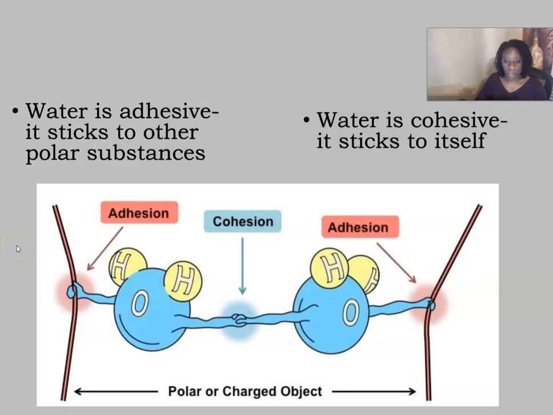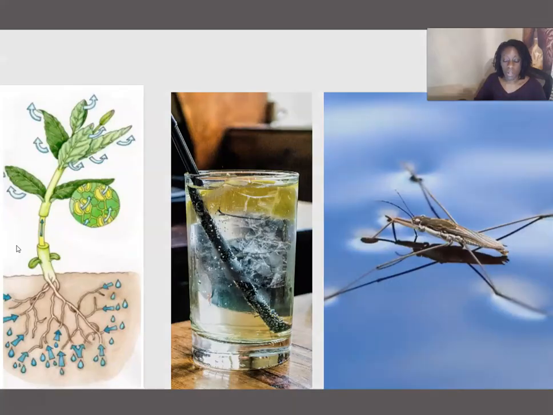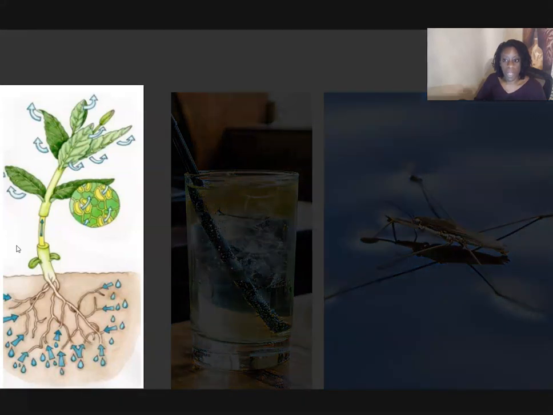Now, the polarity of water makes it adhesive. It can bond to almost anything else that's polar. Now, this also helps with transpiration. So whereas the cohesive property of water allows those water molecules to stay attached to each other as the water travels up the plant, the adhesion comes into play because the walls of the plant, whether it's tree bark or whatever it is, are polar.